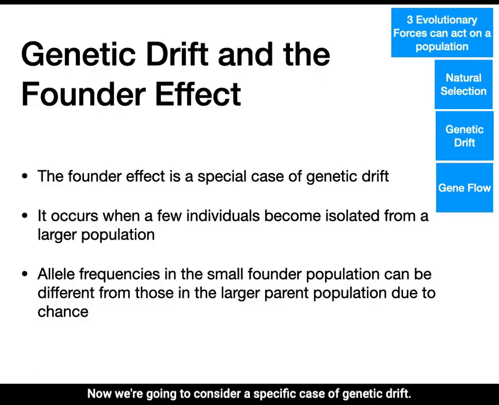Now we're going to consider a specific case of genetic drift. This is known as the founder effect. Say a few birds get swept up by a storm and blown out to sea. They find an island and colonize it. These are the founders of this new population. Unless the allele frequencies for every single gene in this founder population are the same as they were in the parent population, then genetic drift will have effected a change in gene frequencies. The founder effect occurs when a few individuals become isolated from the larger population due to chance.